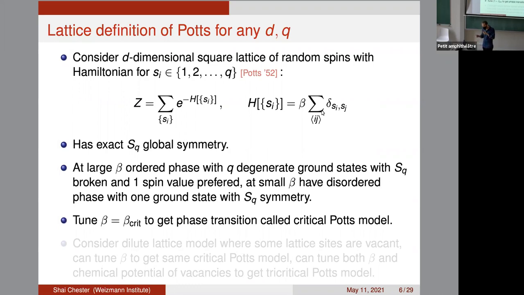So in particular, because we have these two phases, that means we can tune this inverse temperature to a certain critical value such that we get a phase transition. And that's what's called the critical Potts model.